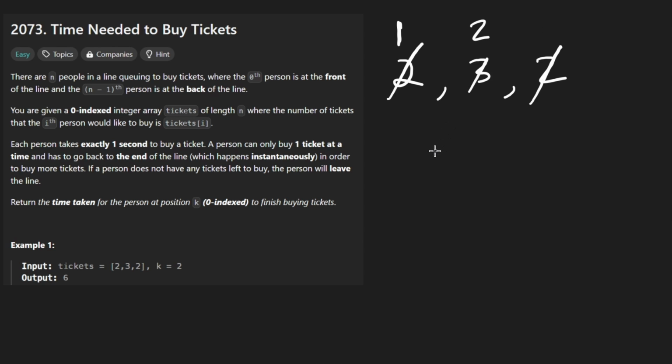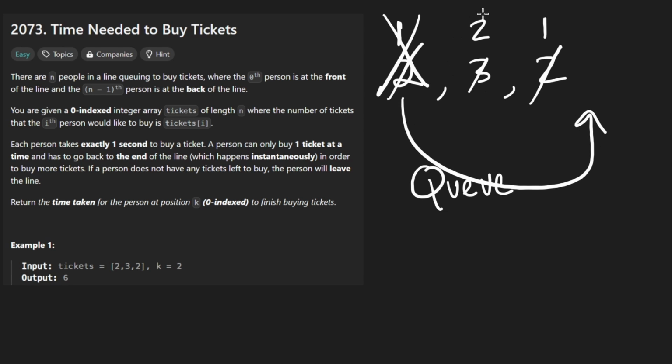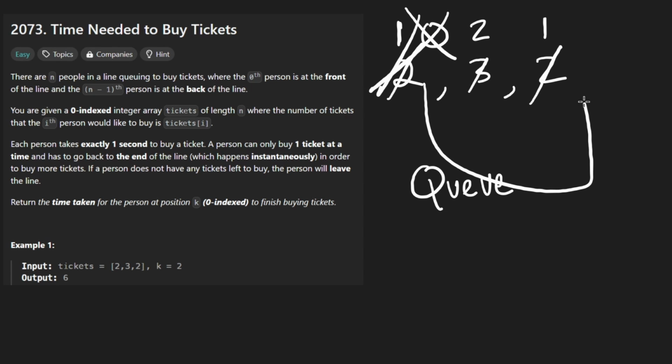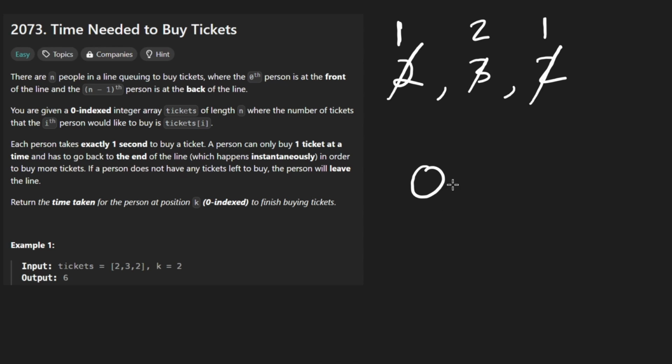And again, you could also more appropriately run the simulation if you are using a built-in queue data structure, because you could pop from here and then push here, pop here, push here, etc. If we ever got to a 0, then we pop it, and then we have no need to push it to the end of the queue. The person doesn't need any more tickets. So that's why it's kind of a queue problem. But this is the observation that we can make that will make the problem pretty trivial.